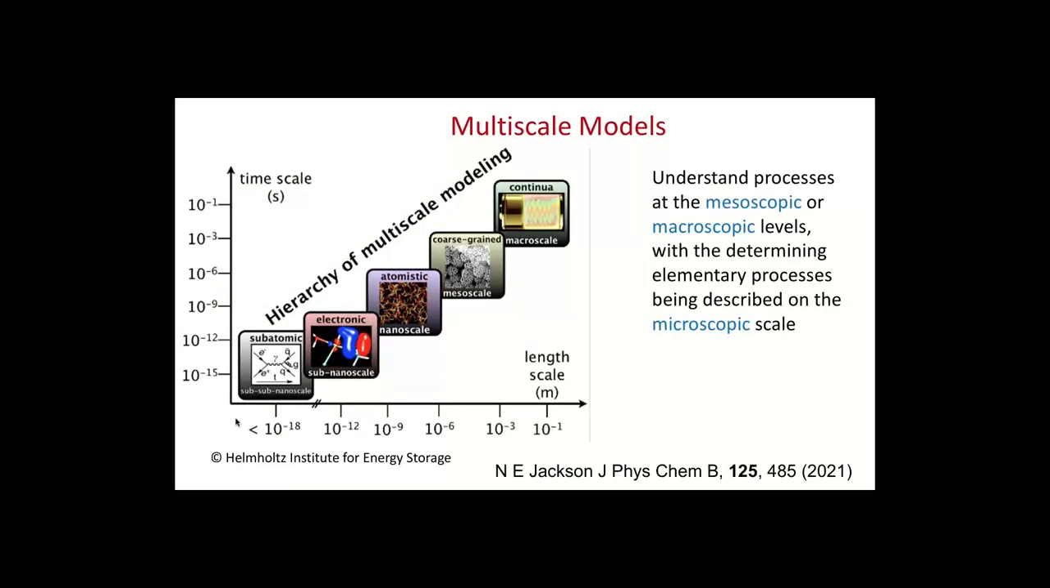So multiscale models, this is a very familiar diagram, and anyone who's ever been funded by the European Union modeling calls will be very familiar with it. The point being that you start at the electronic structure level, which is sub-nanoscale, so sub-nanometers. That's very well established, widely understood by the chemistry groups who mainly work on organic and perovskite cells.